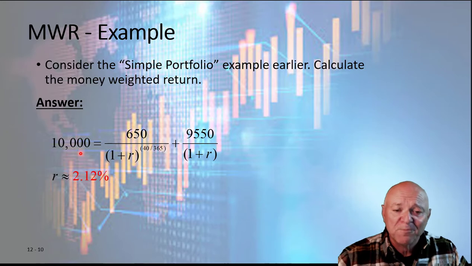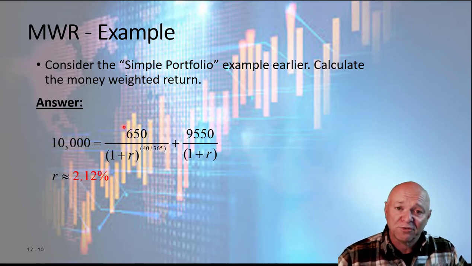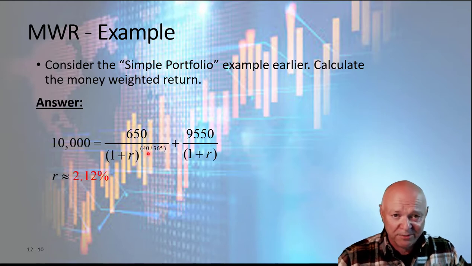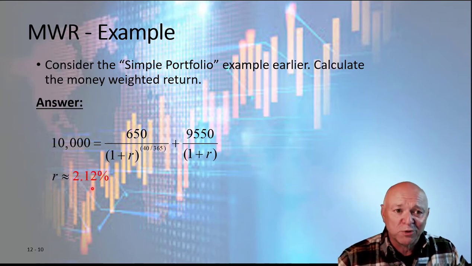So with that basic information and the data from the original case, you recall that our portfolio has a value of 10 million, and that value is achieved by having a cash flow of 650,000 on day 40. That's why we've got the 40 divided by 365. And then our final cash flow, the final value for the portfolio, V1, is 95.50, again discounted at R. We can solve this using our calculator, and we find that the rate of return would be 2.12%.